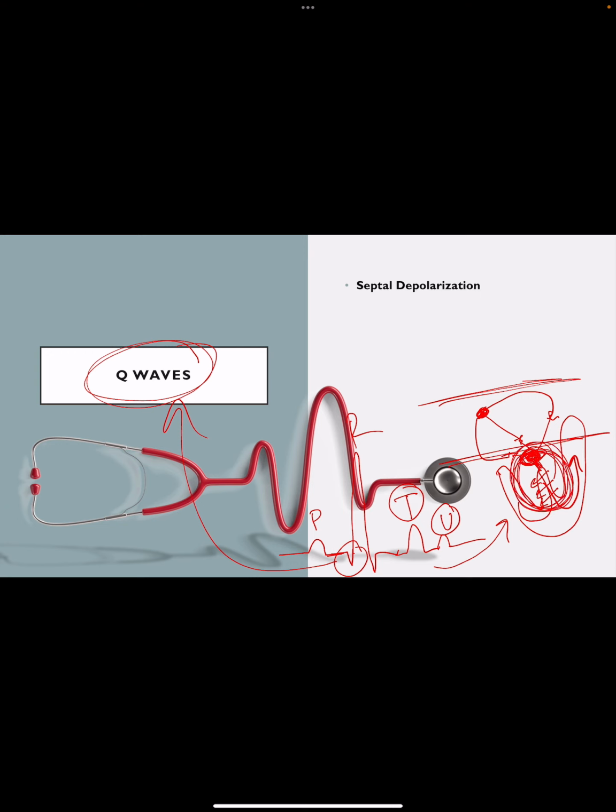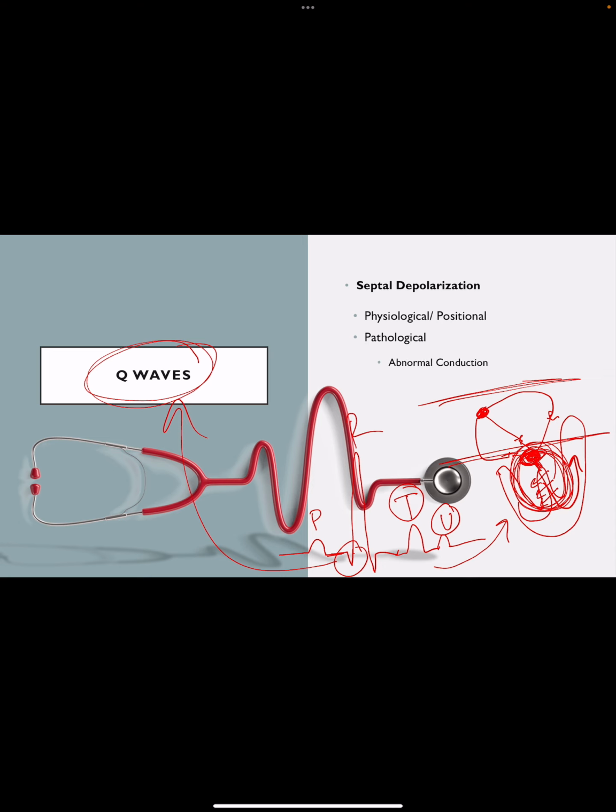Okay, so Q waves can be physiological as well as pathological. Sometimes Q waves are not evident in every lead, but sometimes we can see some Q waves which are physiological, which do not show any pathology. But other times we can see pathological Q waves, and that is why we need to learn about that, and we need to differentiate between physiological and pathological Q waves.